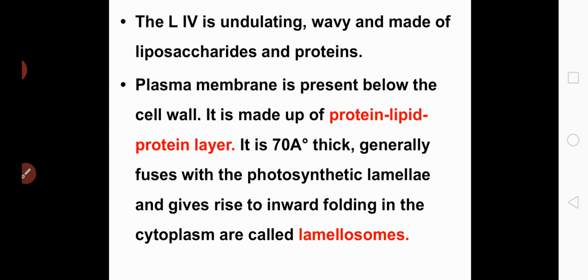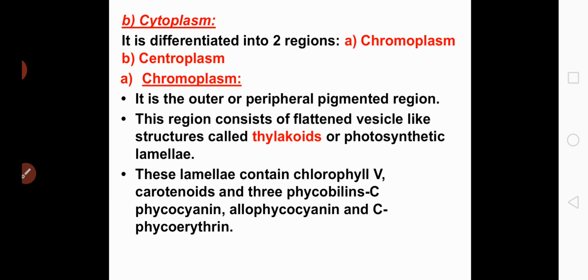Okay, next to the cell wall, the third region is plasma membrane. This plasma membrane is present below the cell wall and it is made up of protein-lipid-protein layer. It is 70 angstrom thick and generally fuses with the photosynthetic lamellae and gives rise to inward foldings in the cytoplasm called lamellosomes. What do you mean by lamellosomes? The plasma membrane fuses with the photosynthetic lamellae and gives rise to inward folding in the cytoplasm. This inward folding is called lamellosomes. Am I clear?